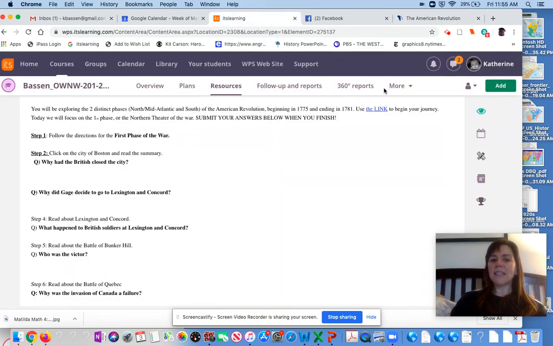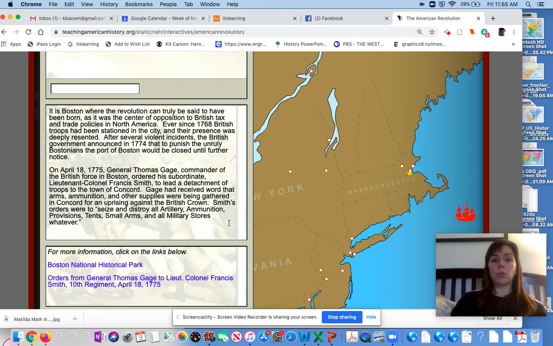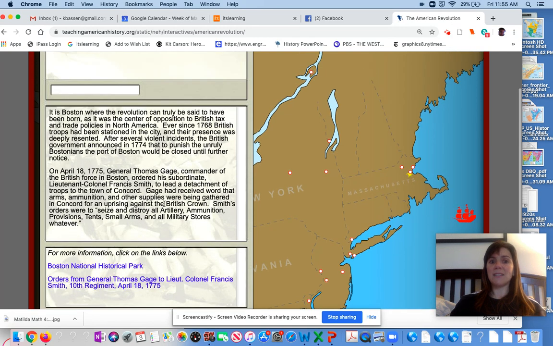So why did Thomas Gage, the general in charge of all the British forces in Massachusetts, get word that colonists, Americans, are storing guns and ammunition in Lexington and Concord? Now when I think about Lexington and Concord, it seems hard to believe that that would be the case, but here we are. And so they send over 900 British soldiers to deal with the stockpiling of ammunition essentially against the British government.